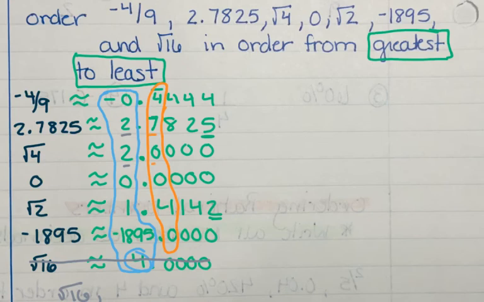So my next largest number is 2.7825 10,000s. I got to make sure I use that original. So my next largest is going to be 2. Right here, when I look at that, that was the square root of 4. So now I'm going to cross that one off.